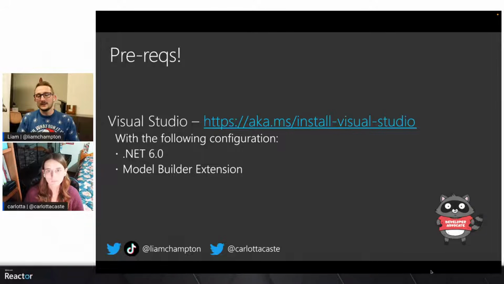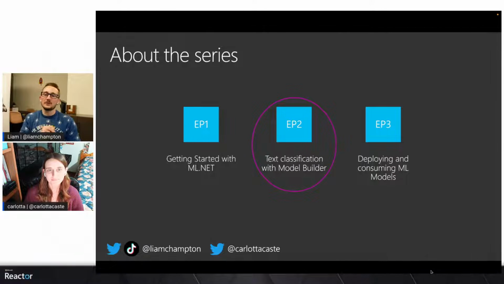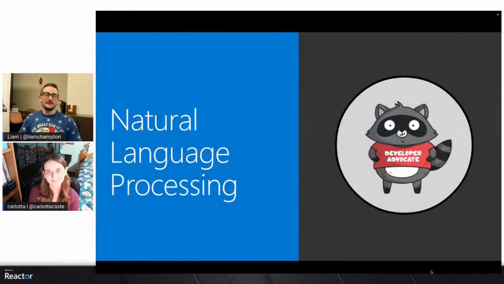Okay, so stick with us, enjoy, and have some fun. So, like I said, this is episode number 2. We're going to be talking about text classification with Model Builder. And of course, if you didn't catch up last week, we talked about getting started. We talked about what machine learning is, what .NET is, and of course, a combination of what ML.NET actually is to help us with today's stream of building and deploying a model. And of course, next week, we are going to be consuming and deploying more ML models. So we're smack bang in the middle. This is the best place to be right now. So come on and let's learn together.